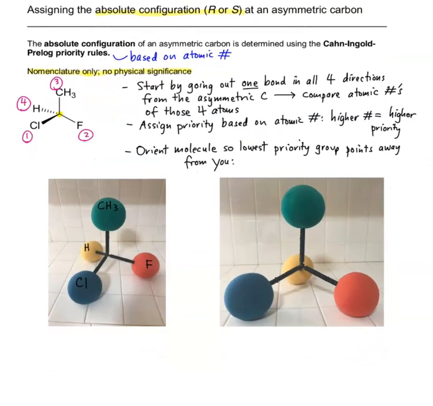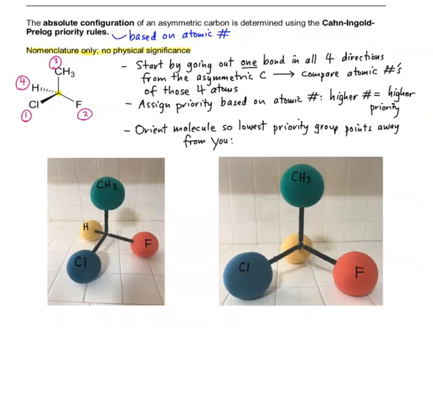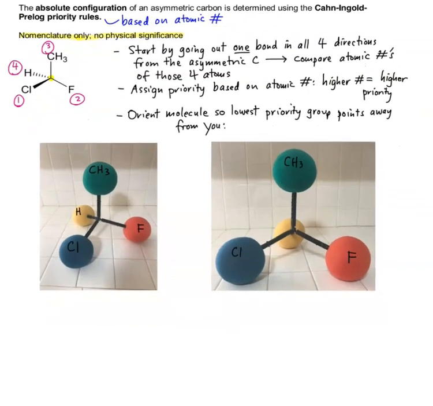Okay, now I've done that with the model in the photograph to the right. So here's our CH3, here's the Cl, here's the F. And so your picture is going to look something like this. And then let's put the priorities on there. So 1, 2, and 3.